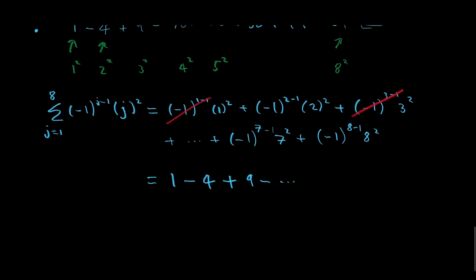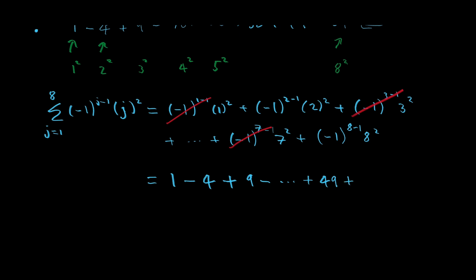Picking up where we left off: 1 minus 4 plus 9 minus something, which carries on for a while, and then we'd get up to plus. We know that this one's going to be even. The sign of the second last term will be positive because it will be -1 raised to the 6th power, and 6 is an even power. So we'd just be left with 7 squared, which is 49.